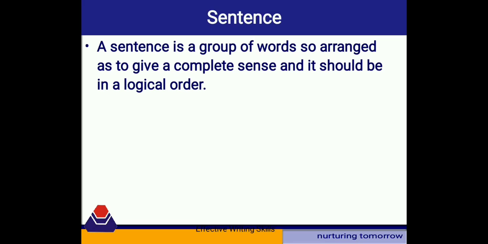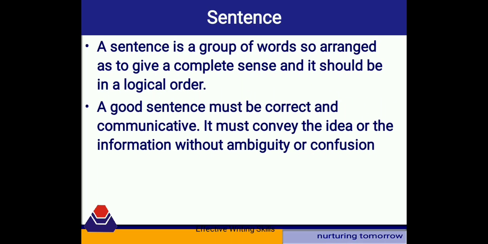Now, what is a sentence? A sentence is a group of words so arranged as to give a complete sense, and it should be in a logical order. The definition of a sentence is very much clear to every one of you. But the most important thing is that the group of words should give a meaningful sense. Then only it is known as a sentence. Otherwise, it can be a phrase or a clause. So, a good sentence must be correct and communicative. It must convey the idea or the information without any ambiguity or confusion. It should be very clear in its meaning.